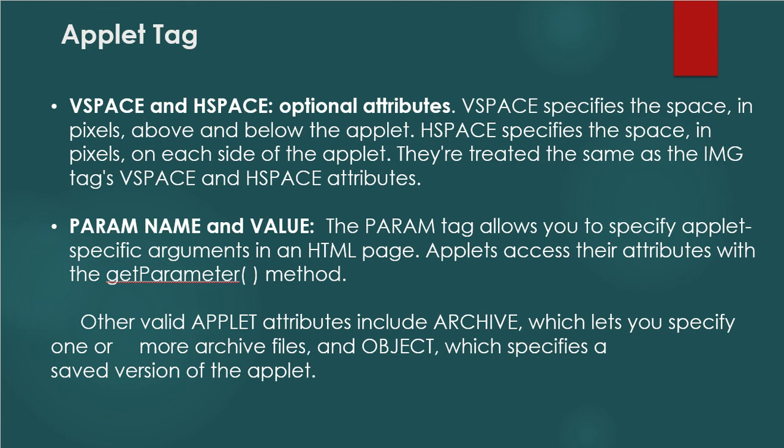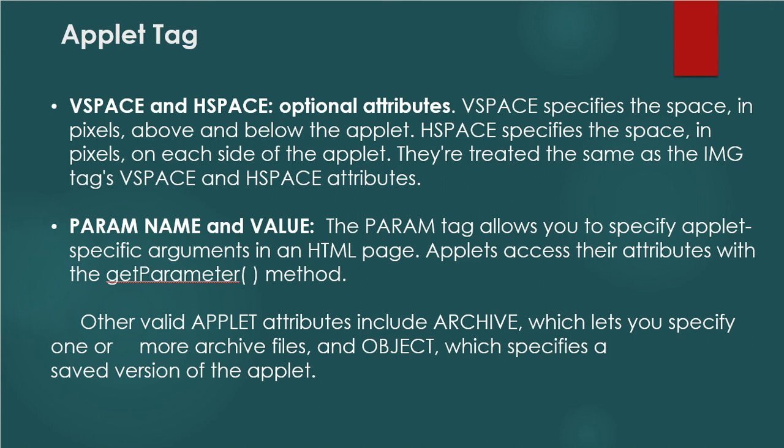Now you have something called vspace and hspace. Vspace stands for the vertical space and hspace stands for the horizontal space. Vspace is all about the space to be left above and below your applet window, whereas hspace stands for the space to be left on the left and right of your applet window. So that's all about the various attributes of an applet tag.